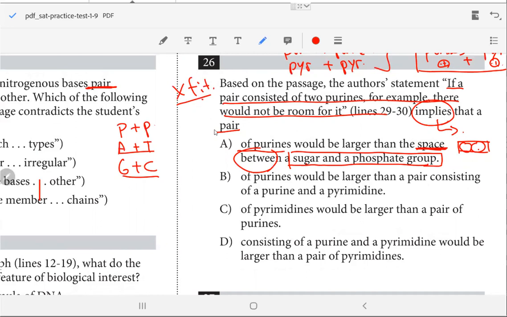Implies that a pair of purine would be larger than a pair consisting of purine and pyrimidine. 그럴 수 있겠죠? Inference question이면. 왜냐하면 there would not be room for it, enough room. It's going to be too big. 그러니까 literally 이거를 독해를 하면은 퓨린만 두 개가 들어가 있으면은 공간이 부족할 거다라는 건 너무 크다는 거죠. 근데 퓨린 하나, pyrimidine 하나가 되면은 페어가 fit 할 수 있잖아요.